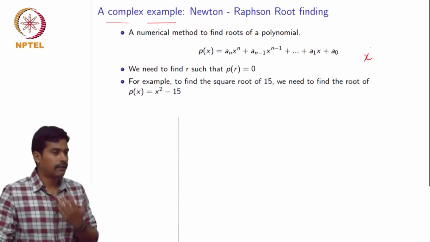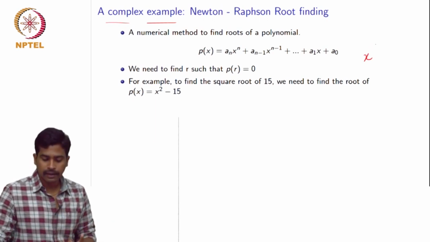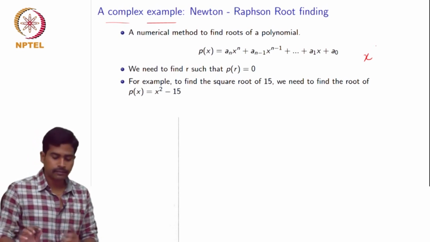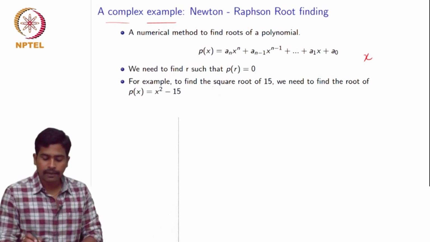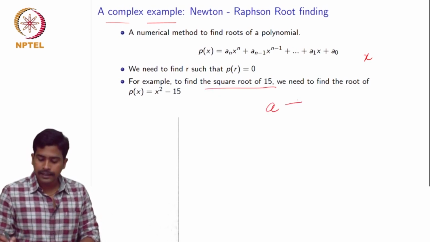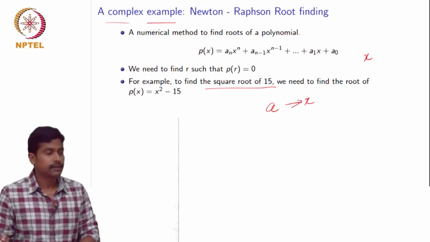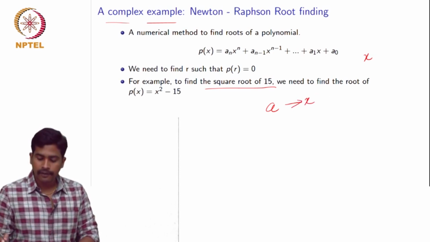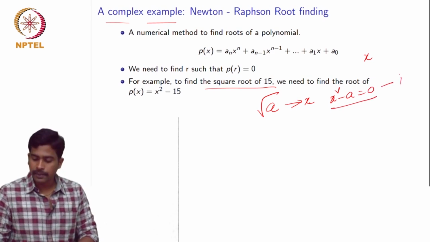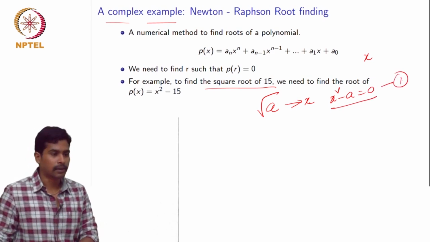So in order to find the root of the number, let us say, for example, you want to calculate the root of a number a, right, and let us assume the root is x, okay. So if square root of a is x, then x square minus a is going to be 0, right. We are using this principle to calculate the square root of a number.